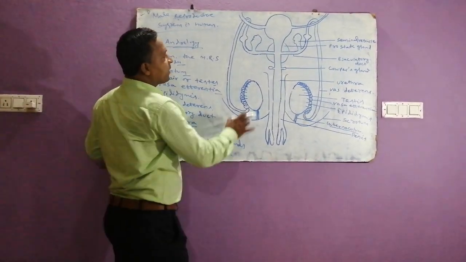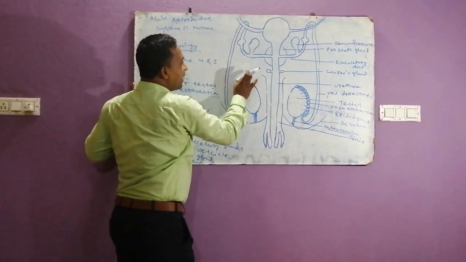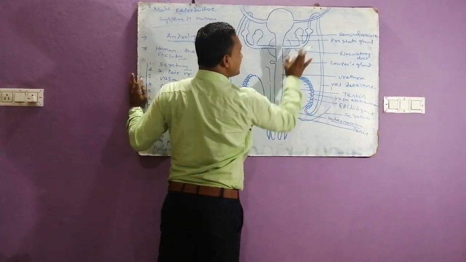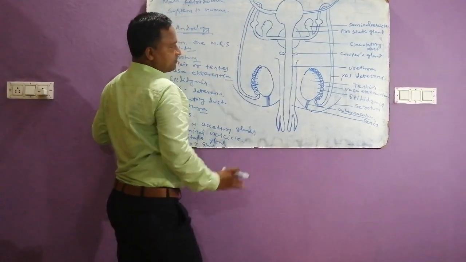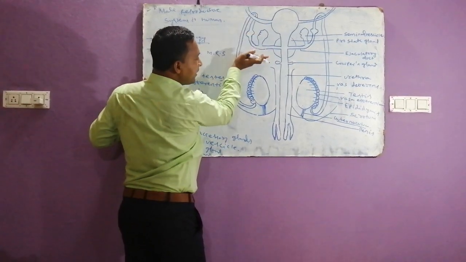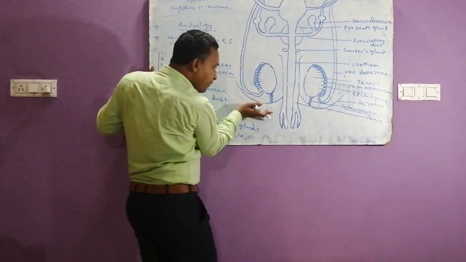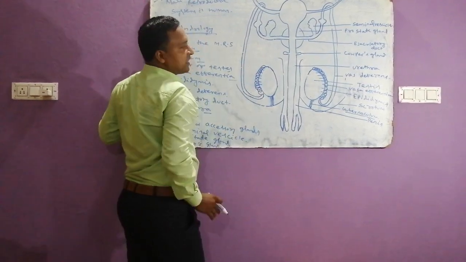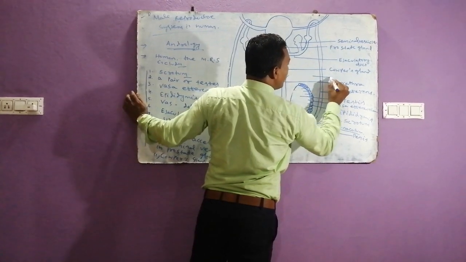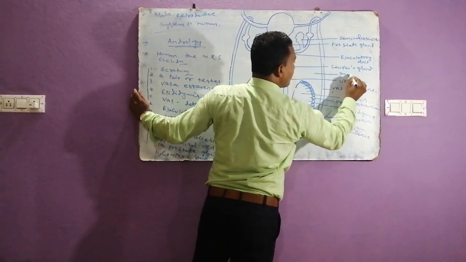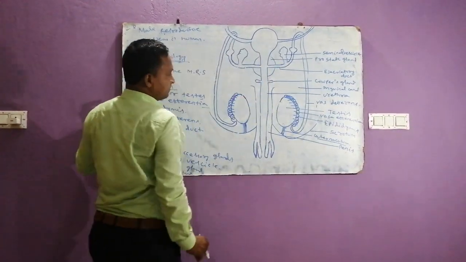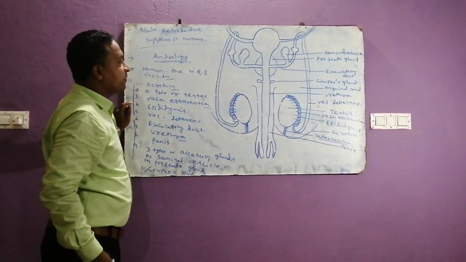Try to focus on the reproductive system here. There is a gap, a canal found between the testis and the abdominal cavity. From this place to above, that is which cavity? Abdominal cavity. From this place to below, that is called which sac? Scrotal sac or scrotum. There is a canal found, that is called the inguinal canal.